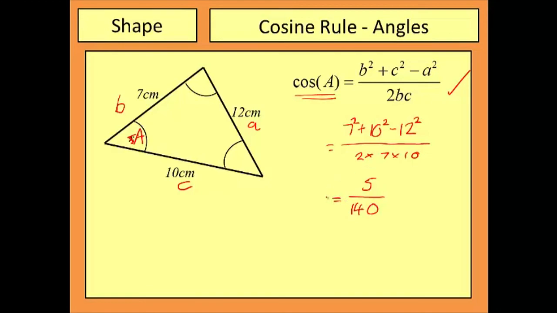The key thing to note is that when I type this into my calculator, I'm not going to get that missing angle. What I will get is the cosine of that missing angle. So much like your standard trigonometry, we need to undo that cosine to actually get the value. Let's work this out first though. 5 divided by 140 will give me 0.0357 and then a few things after it. When I do the inverse cosine of this, this gives me the true value of the angle, which in this case is 88 degrees.